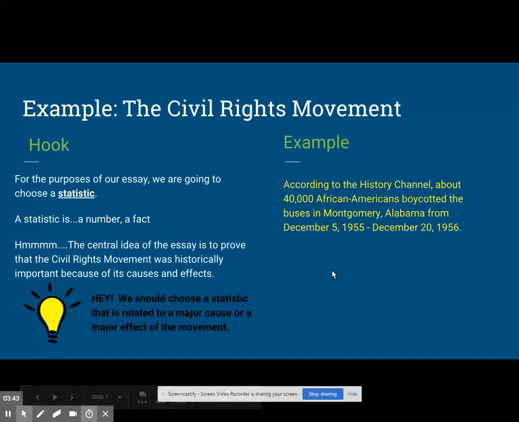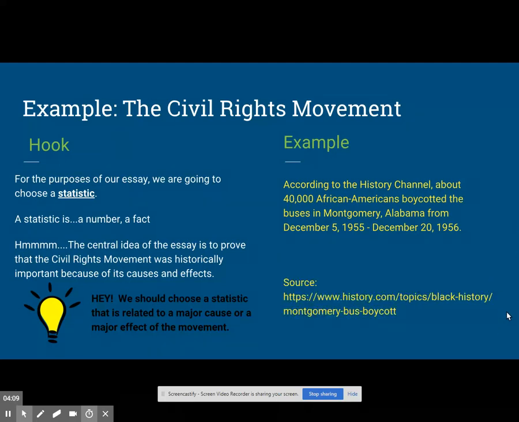Over here, I went on the internet and I found a reputable source, History Channel, that had information about the Montgomery bus boycott. According to the History Channel, about 40,000 African Americans boycotted the buses in Montgomery, Alabama from December 5th, 1955 to December 20th, 1956.